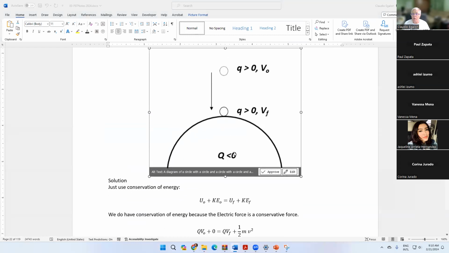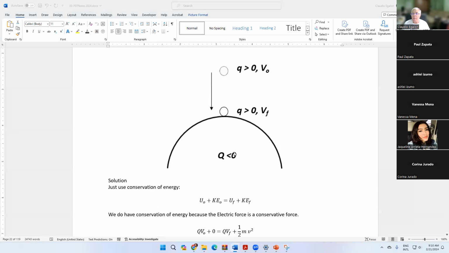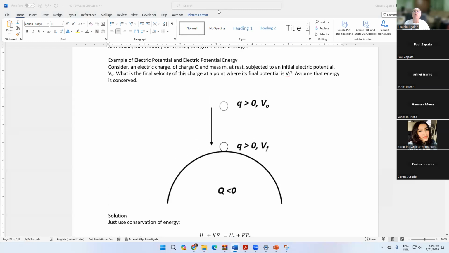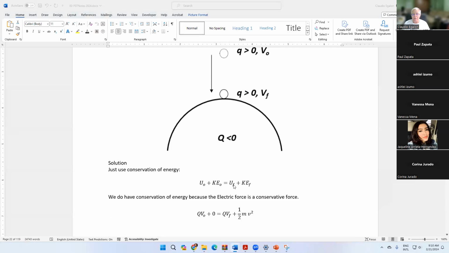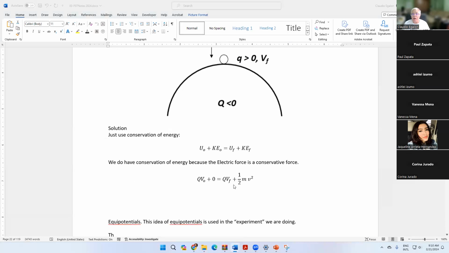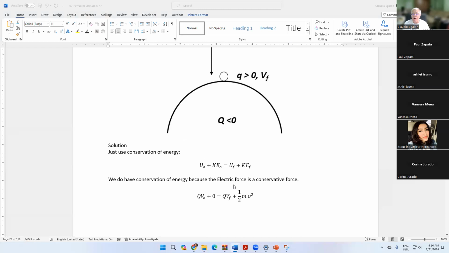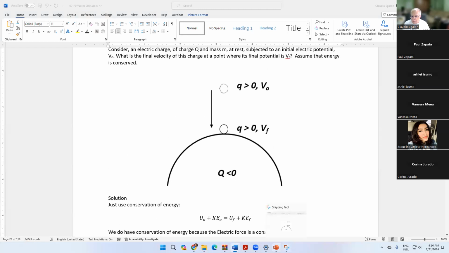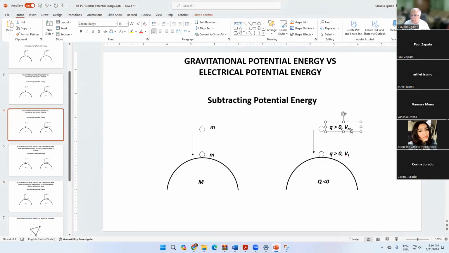That's the situation. And it applies for positive charges as well. You can put a positive charge here, but the only difference is that if you release the other charge from rest, it's going to move away from the positive charge, right? So just use conservation of energy. Now let's put something else here.